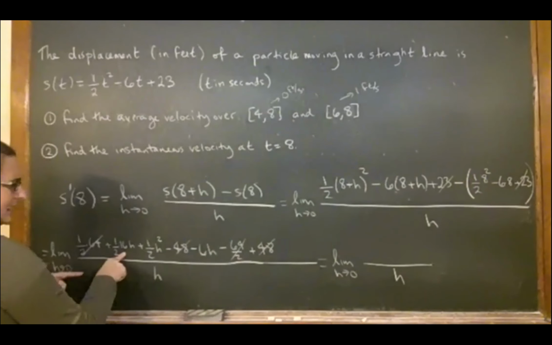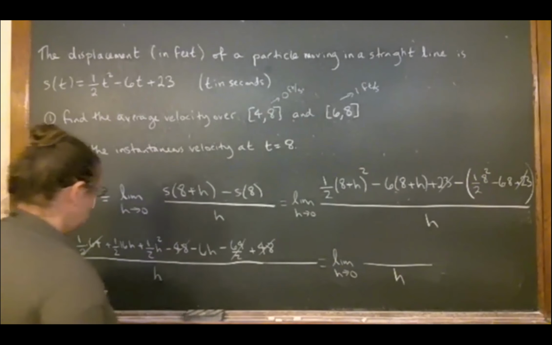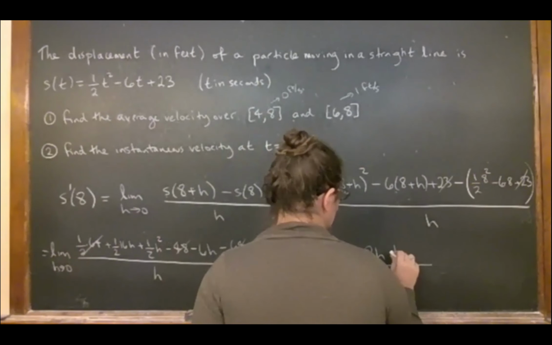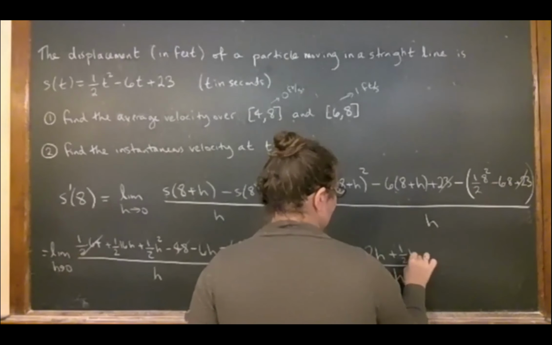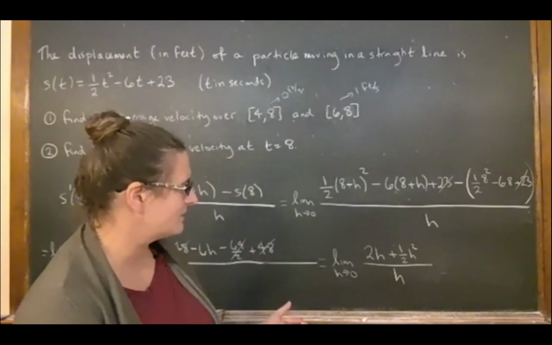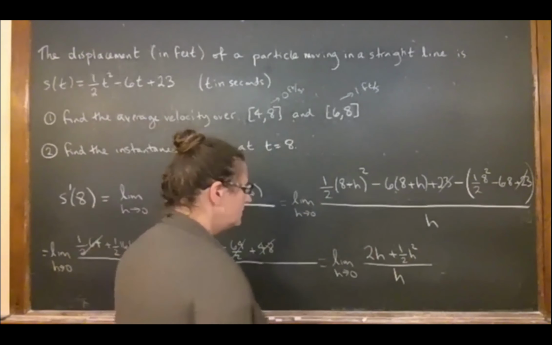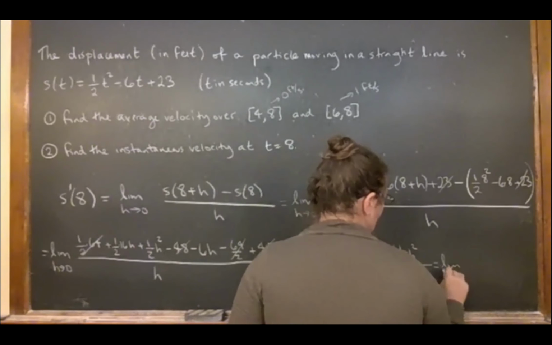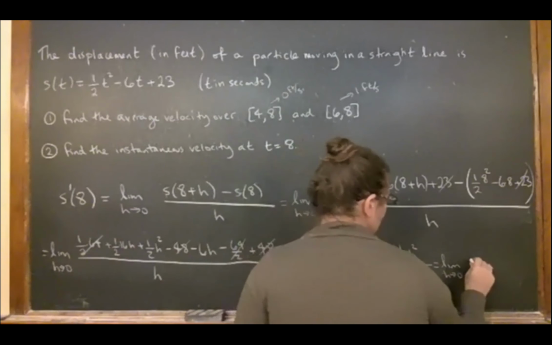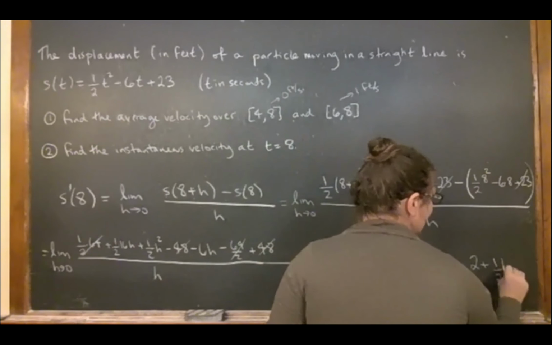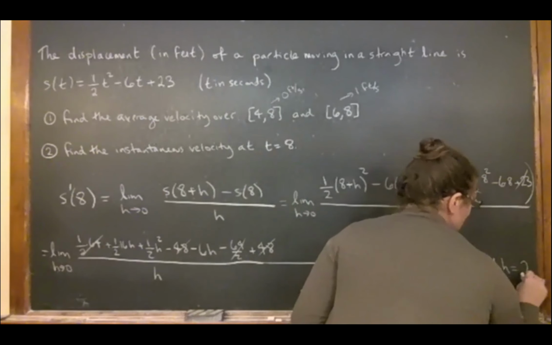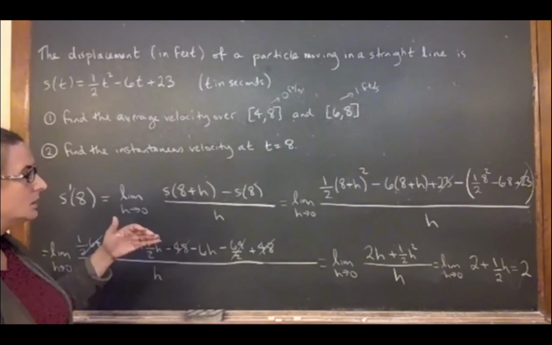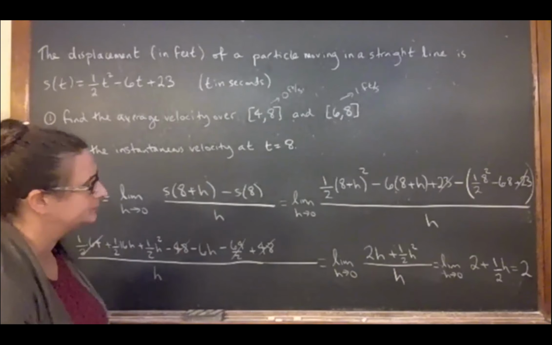I've got plus 8h minus 6h, so that's going to be 2h. And this is just 1/2 h squared. But now you see there's an h in everything, so I can pull an h out of the top. And then I can cancel them out, however you want to do it. The h in the bottom cancels out, I end up with 2 plus 1/2 h, and as I let h go to 0, I get 2. Okay? So that is the instantaneous velocity.